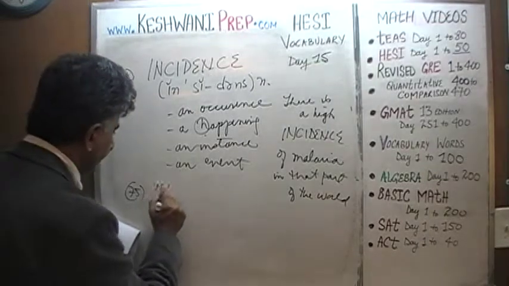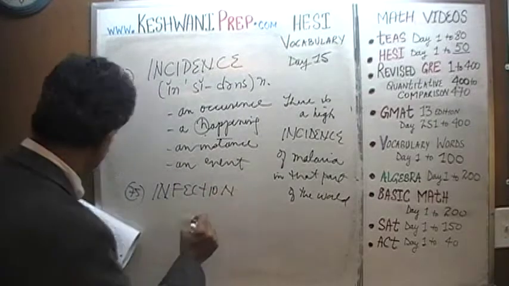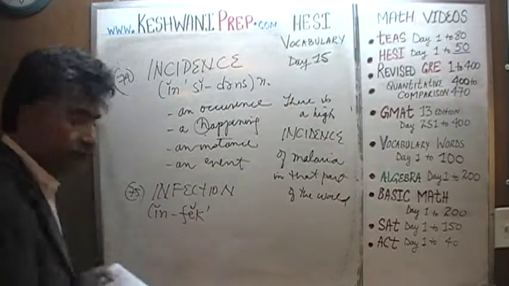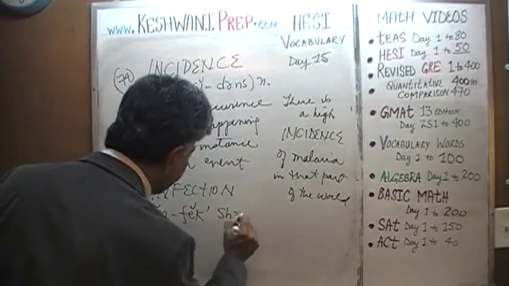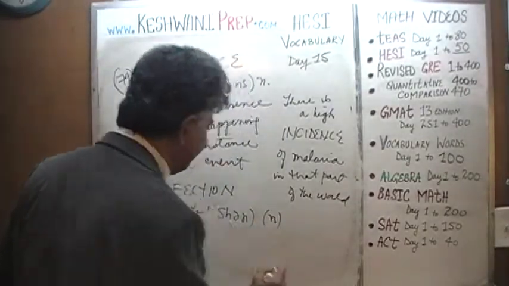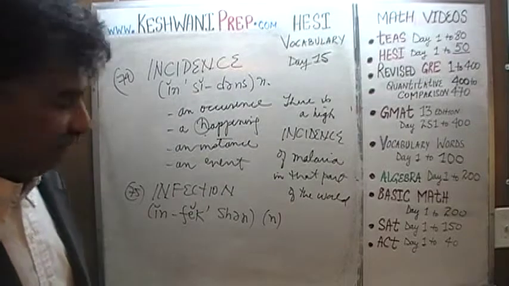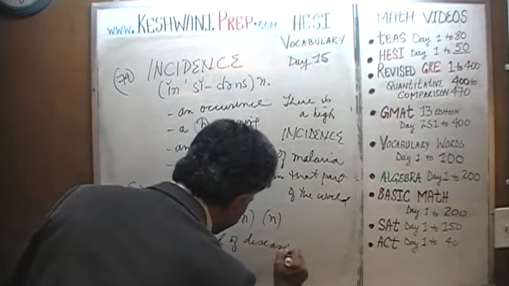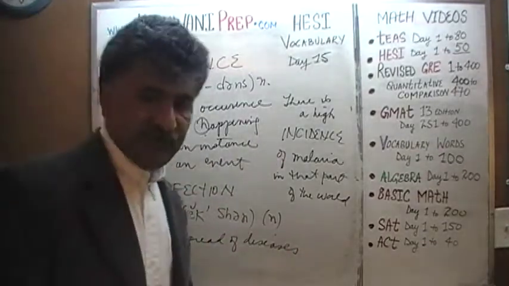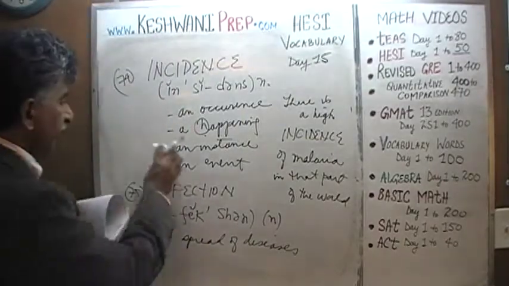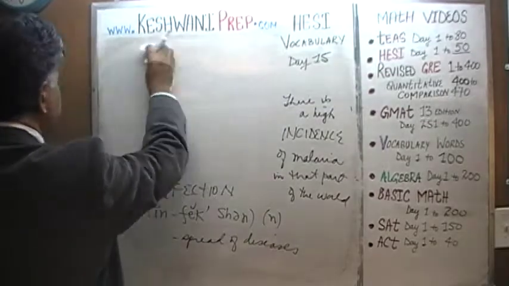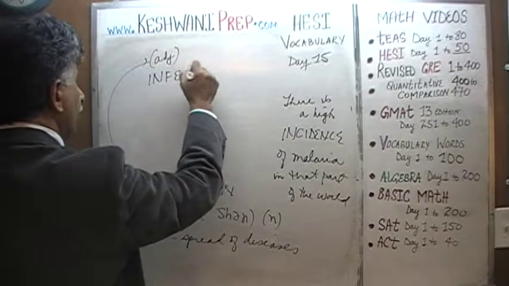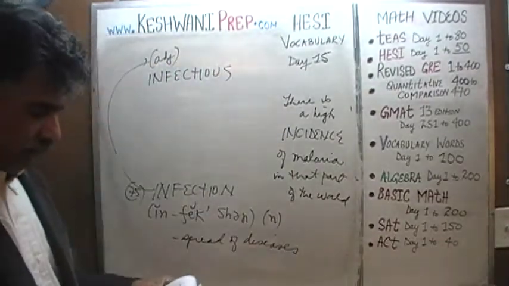Infection. In fact, that's the second syllable, and finally third syllable, shun. It's a noun, infection, which is simply a spread of diseases. Infection simply means the spread of diseases. What's the adjective of it? The adjective of infection would be infectious.